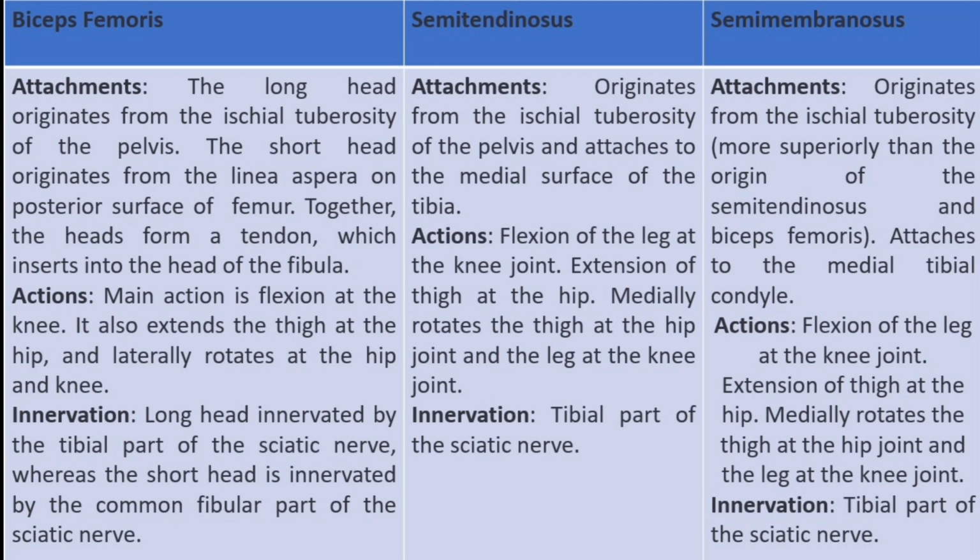Semimembranosus. The semimembranosus muscle is flattened and broad. It is located deep to the semitendinosus on the medial aspect of the posterior thigh. Attachments. Originates from the ischial tuberosity more superiorly than the origin of the semitendinosus and biceps femoris. Attaches to the medial tibial condyle. Actions. Flexion of the leg at the knee joint. Extension of the thigh at the hip. Medially rotates the thigh at the hip joint and the leg at the knee joint. Innervation. Tibial part of the sciatic nerve.